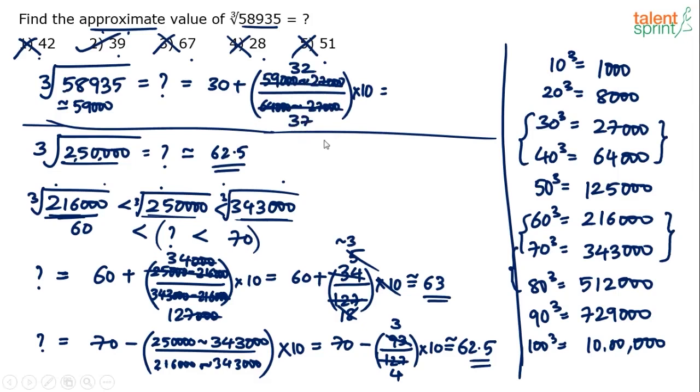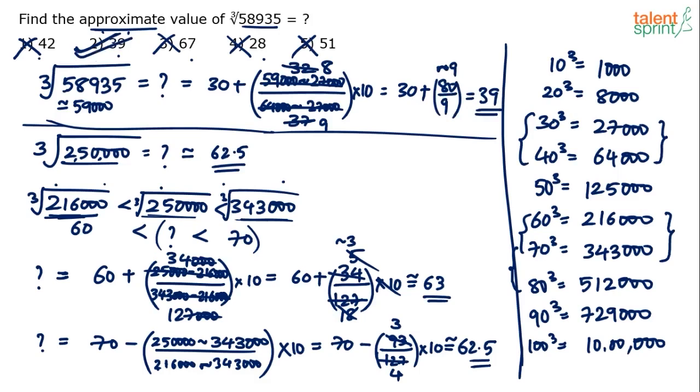32 by 37. I think this is like 4 into 8 and 4 into 9. This is definitely 4 into 8, and this is very close to 4 into 9, which is 36, approximately 37. So 8 by 9, or 80 by 9. 80 by 9 is approximately 9, right? If it is 81 by 9, we can take it as exactly 9. So this is approximately 9. So 30 plus 9, 39. That's your answer, 39. And see, among the options, we have got 39.